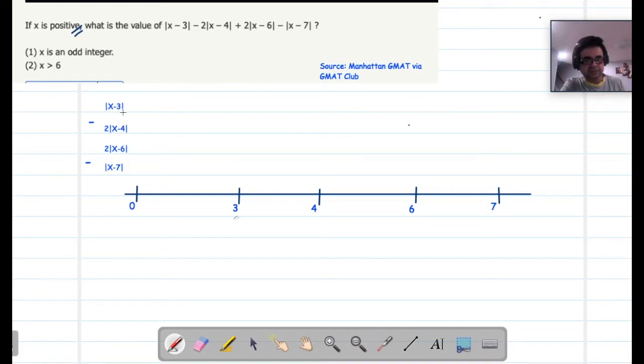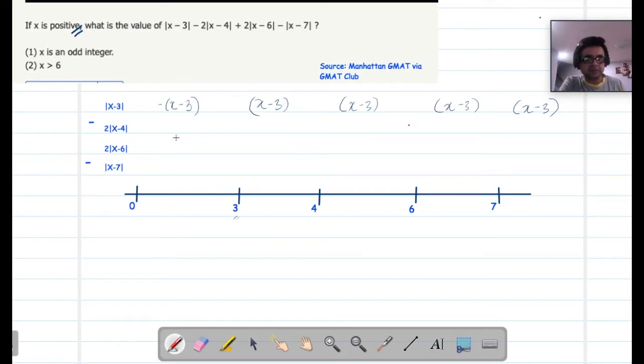So x minus 3, in the absolute value expression, means this will always be positive when x is greater than 3, for example, 4 minus 3 is 1. So on this side, this is x equal to 3. On this side of the number line, it will be x minus 3. On the other side of the number line, this expression will be negative of x minus 3 because x is less than 3, which means x minus 3 is negative. So let's quickly write that.